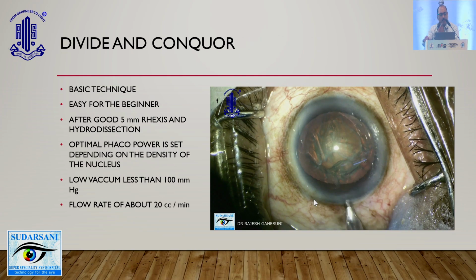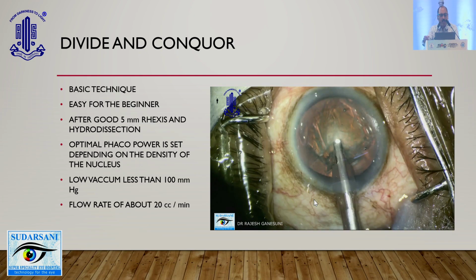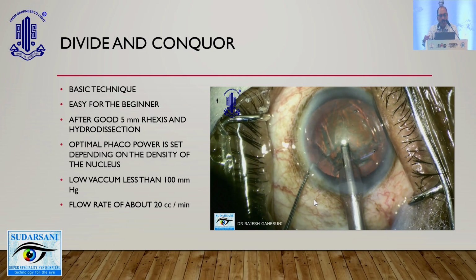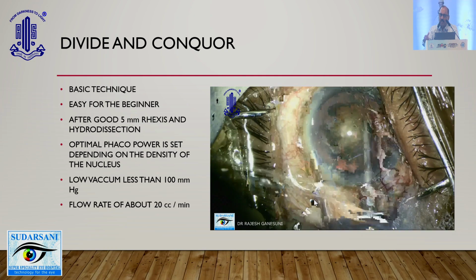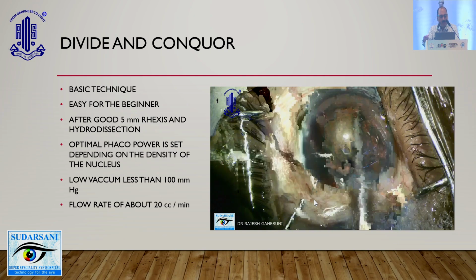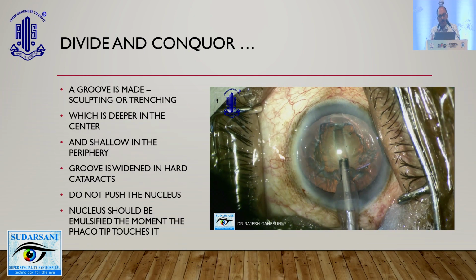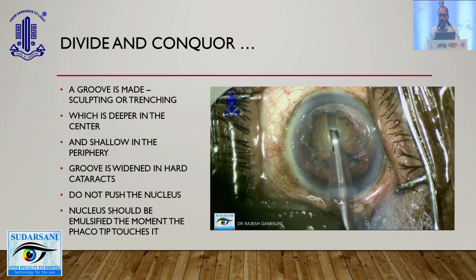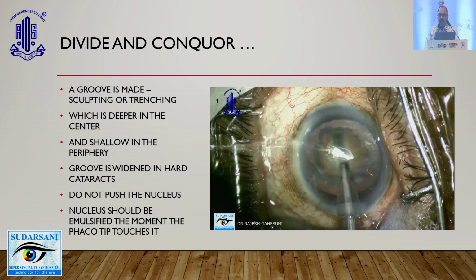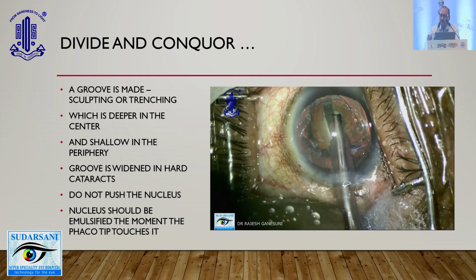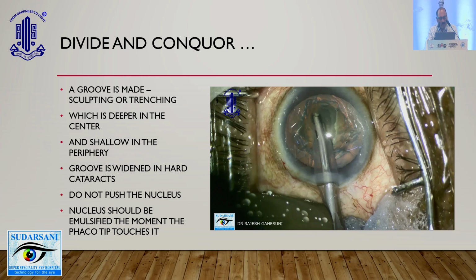Divide and conquer is a basic technique and very easy for beginners to master, and with a good rhexis of about 5 mm and a good hydrodissection, optimal phaco power is set depending on the density of the nucleus, and vacuum is set less than 100 millimeters of mercury with a flow rate of about 20 cc per minute. A groove is made, which is called sculpting or trenching, which is deeper in the center and shallow in the periphery. This groove is widened in hard cataracts, and we should always be very careful not to push the nucleus while doing this sculpting.